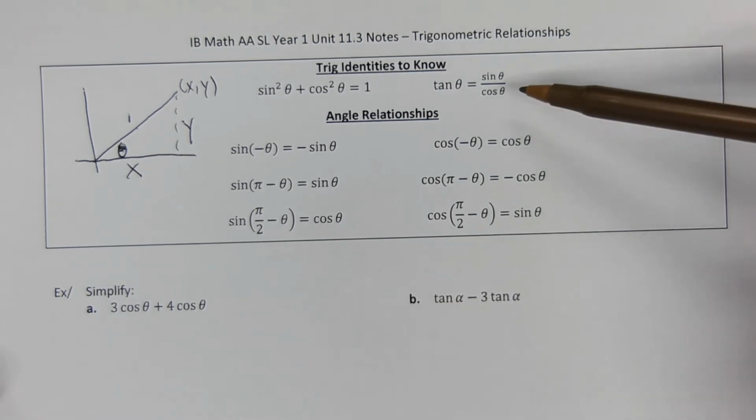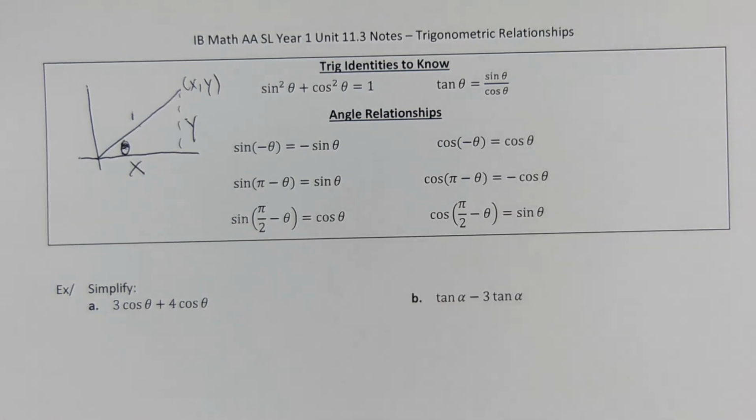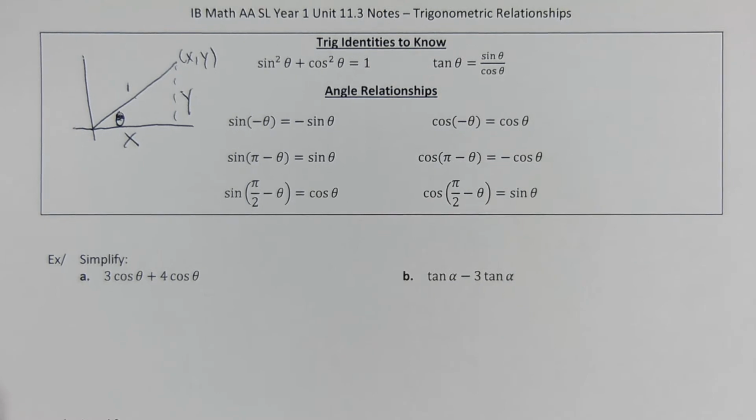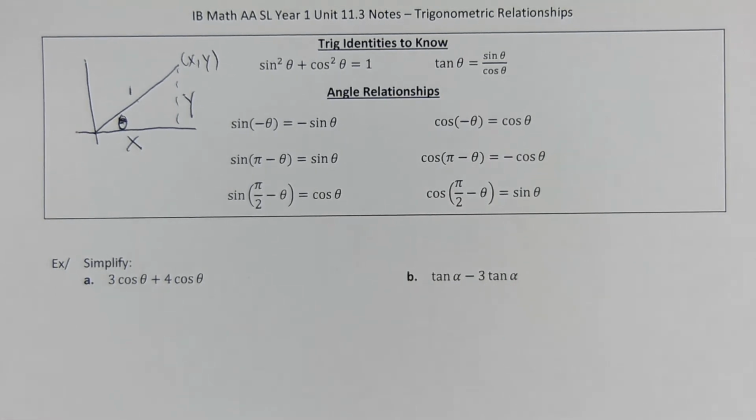Now, tangent theta is sine theta over cosine theta, also in the reference sheet. So the two trig identities that you must know are those two right there. Now we've got a bunch of angle relationships that are true about these things. It's great if you know these, but rarely is it necessary for IB style questions. I think I've seen some questions where it was helpful to know them, but it wasn't required. It just got you to an answer faster.